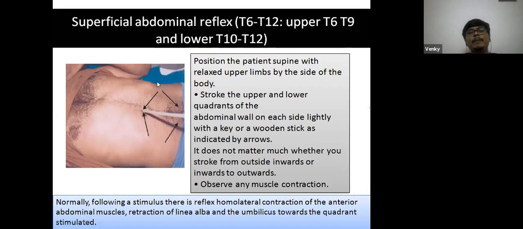That means the upper abdominal muscle is normal, whereas the lower abdominal muscle is affected. This is called Beevor sign. This is very, very important. If you get a case of paraplegia, you have to mention Beevor sign. Definitely you have to mention Beevor sign.